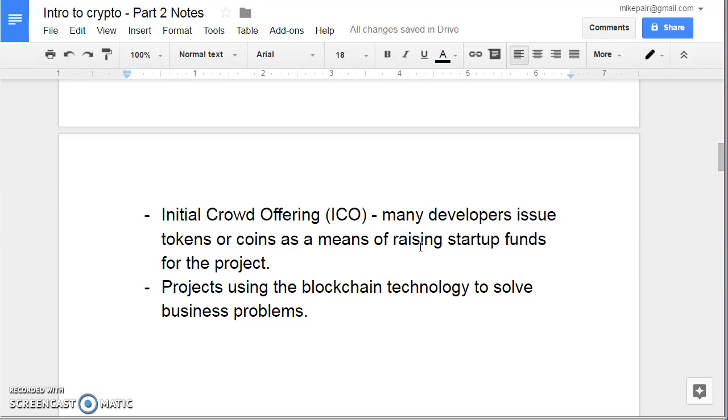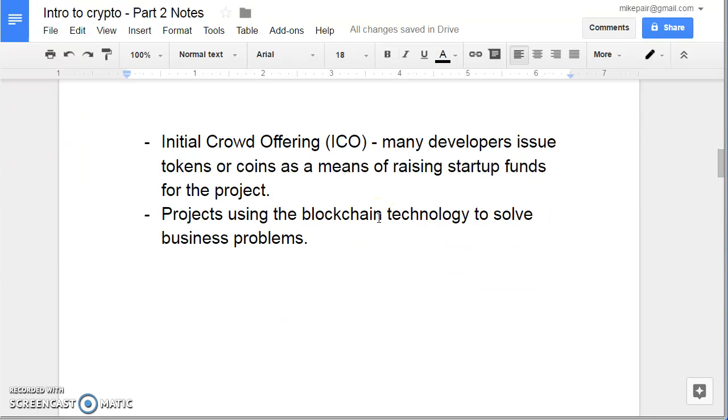Also, cryptos are used for crowdfund offerings. If you have a software project or any other project for that matter, and you want to raise funds for your startup, a lot of people are using cryptocurrencies in order to do that. And the underlying technology of cryptocurrencies is called blockchain, and there are many businesses that are using the blockchain technology to help them solve real world business problems.